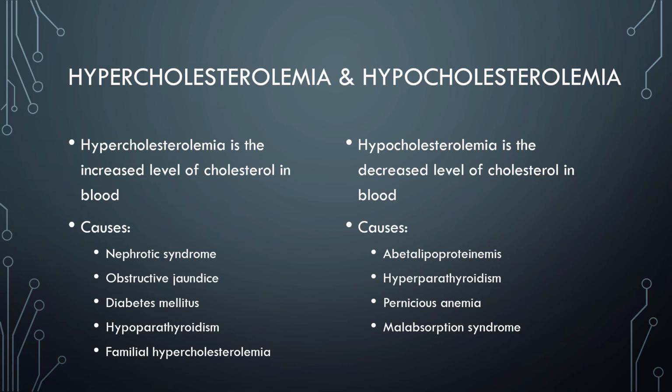Hyper and hypocholesterolemia. Hypercholesterolemia is the increased level of cholesterol in blood. Disease conditions in which cholesterol level in blood may be increased include nephrotic syndrome, obstructive jaundice, diabetes mellitus, hypoparathyroidism, and familial hypercholesterolemia. In contrast, hypocholesterolemia is a decreased level of cholesterol in blood. The causes of hypocholesterolemia may be abetalipoproteinemia, hyperparathyroidism, pernicious anemia, and malabsorption syndrome.